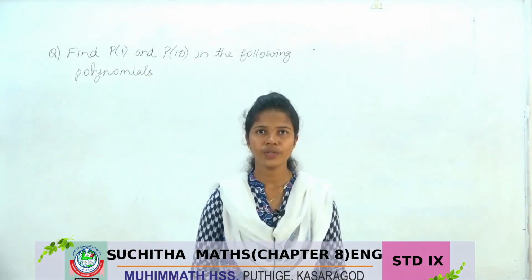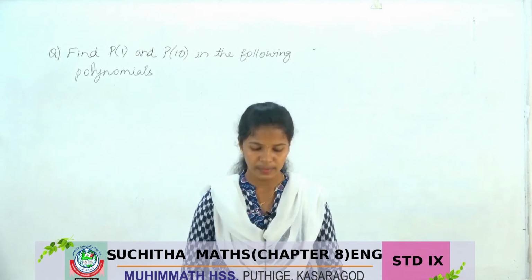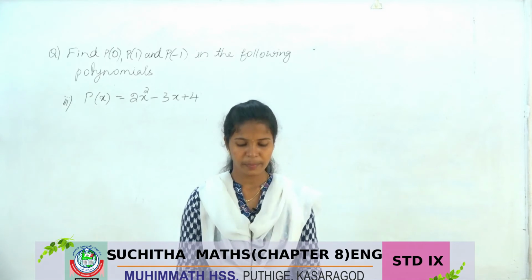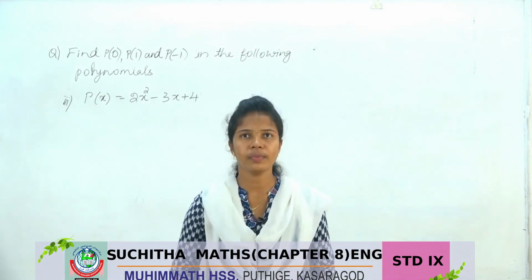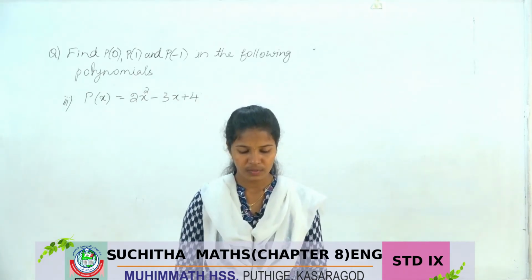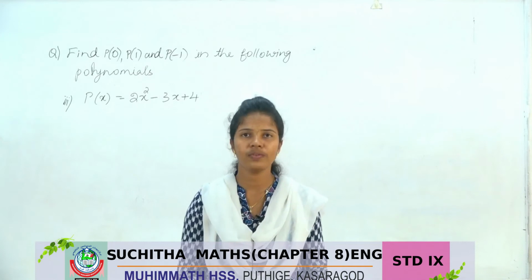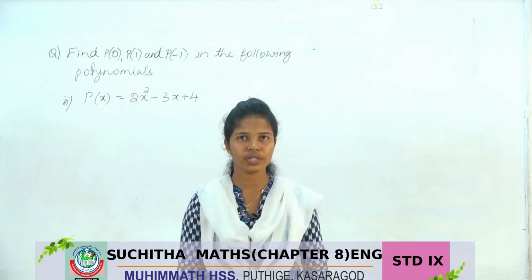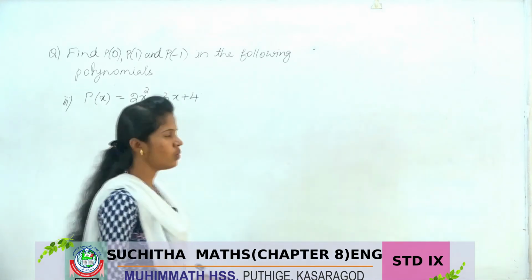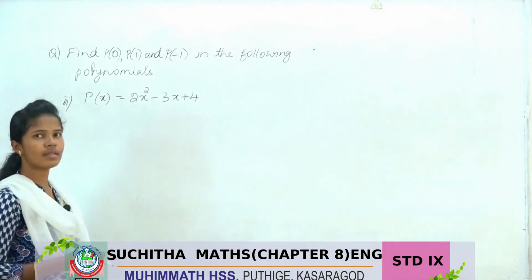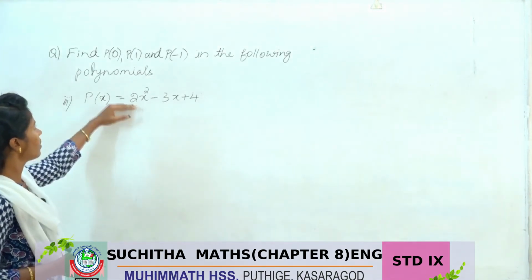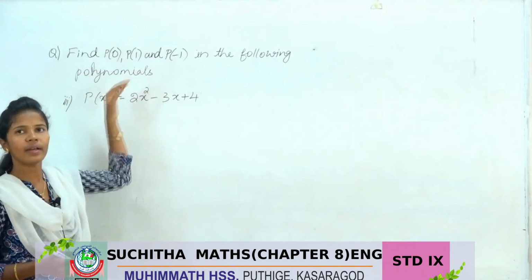And sub question 3 is the homework question. Now see the next question. Find P of 0, P of 1 and P of minus 1 in the following polynomials. In that question, first one, second one and fourth one. These three questions are homework questions. Now see the third one. Third one is P of x equal to 2x square minus 3x plus 4. So in this polynomial we have to calculate P of 0, P of 1 and P of minus 1.